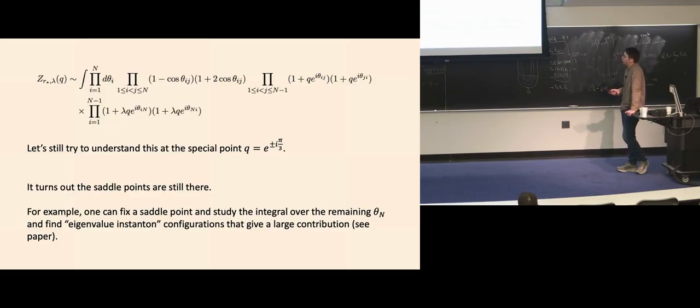But one thing you might wonder is that you will still have an integral over this theta n variable. So you find this configuration for theta 1 to theta n minus 1, but then maybe the integral over theta n somehow makes the answer 0. That actually is not what happens. You can fix a saddle point configuration for theta 1 to theta n minus 1 and study the integral over the remaining eigenvalue theta n. You find that actually the answer is non-zero. You can find some instanton configuration for the theta n variable, and it gives you a large contribution.